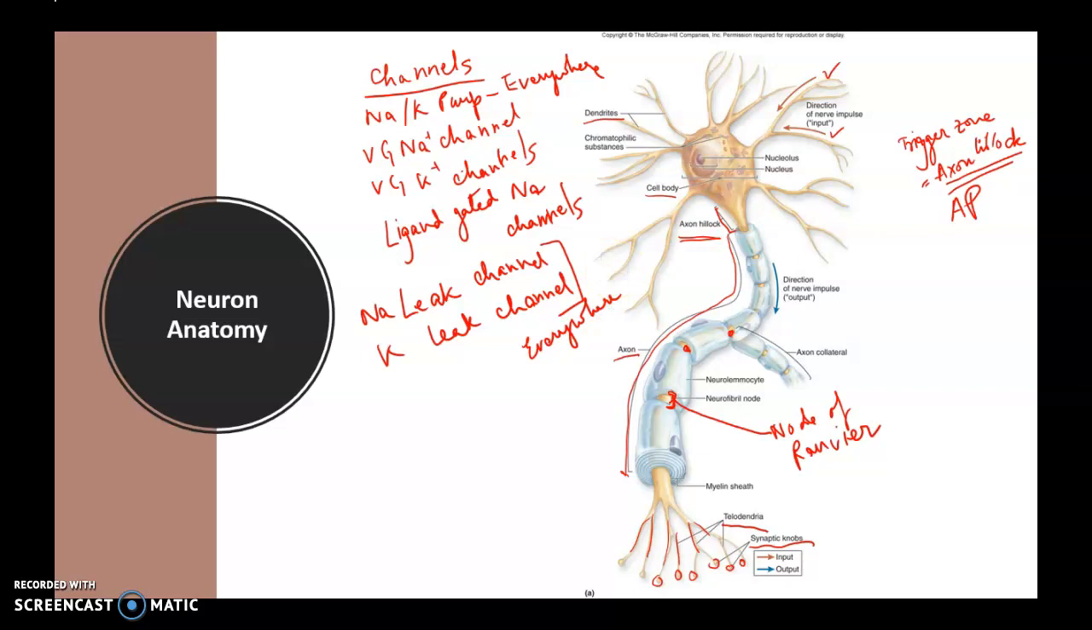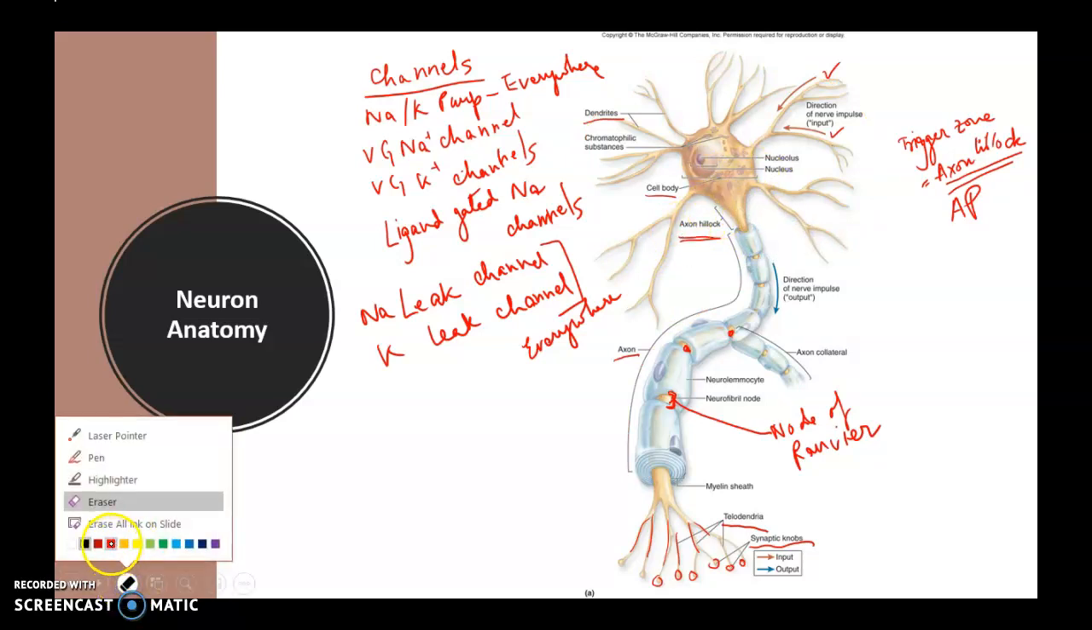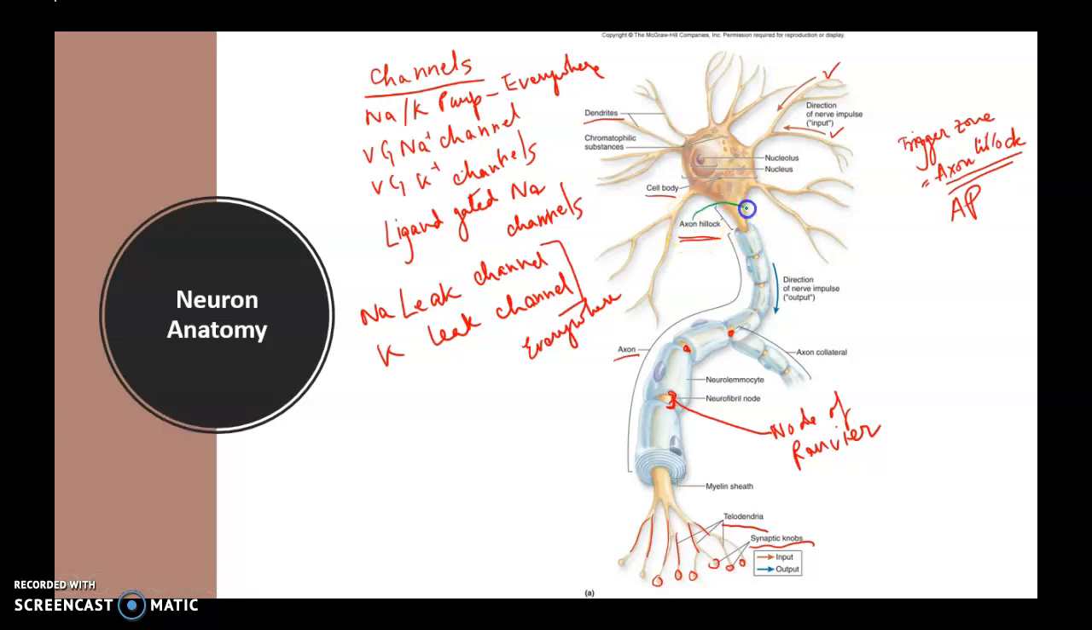Okay. Now, if you think of the dendrites and the soma, so all over this place, dendrites and soma, sorry, I drew it wrong, very wrong. Here. Okay. Here. So all this part have ligand-gated sodium channels. Okay.